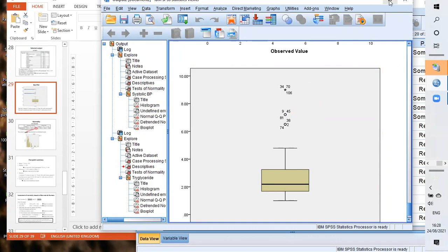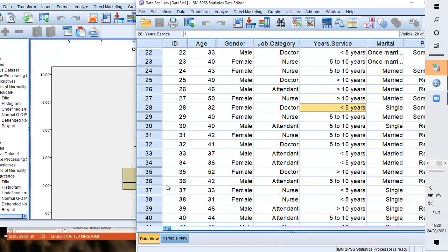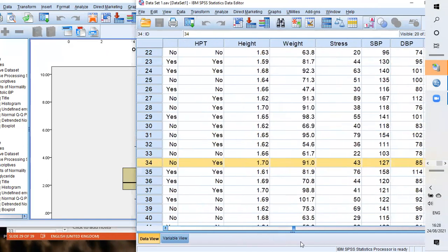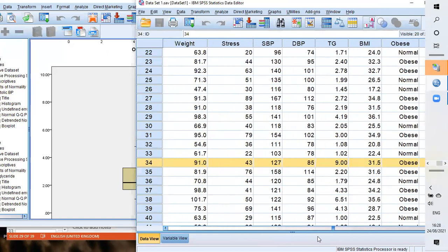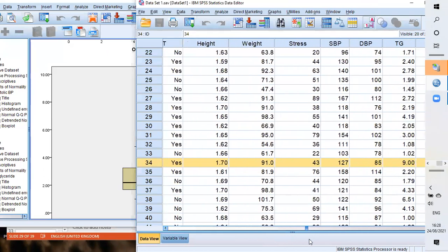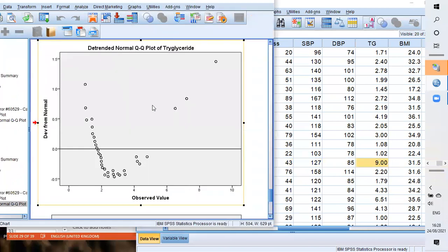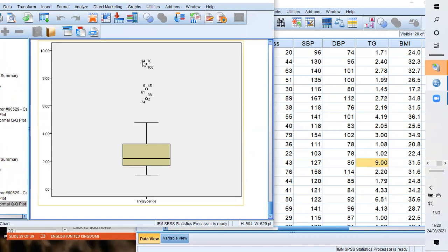Case number 34. Look at the TG value for case number 34. It's 9, isn't it? Other values are smaller. So that's why it captures this: 34 is too far from the others. So for this group of variables, the values are very high.